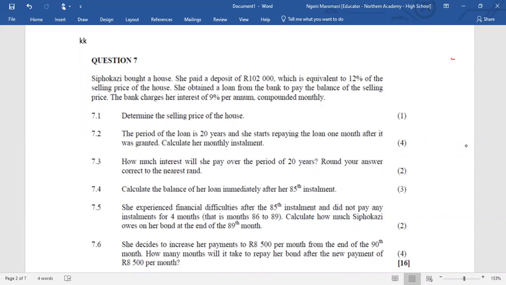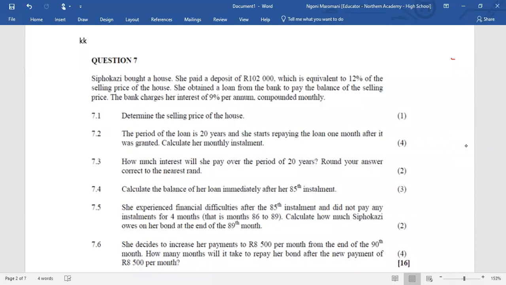Right, thank you. So let's break down the question. This was kind of an easy question, but the moment you fail to understand the question, you lose it all. The question here has about 16 marks, but the most important part is 7.1.